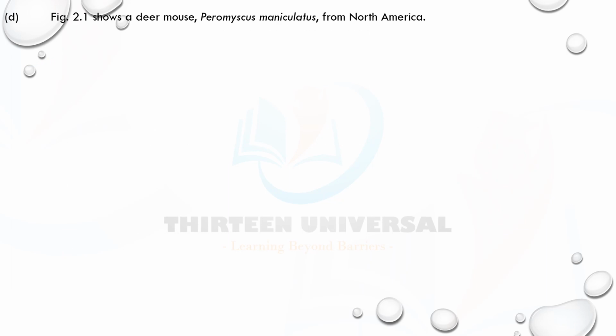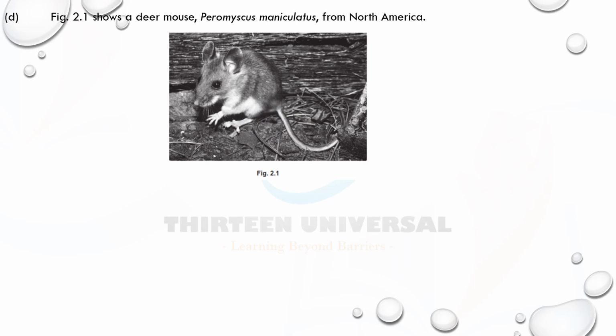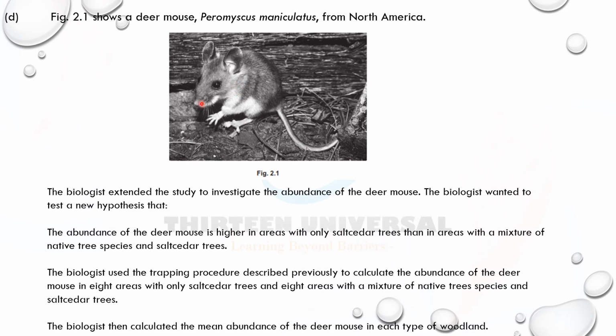Fig 2.1 shows a deer mouse from North America. See this? You like this mouse, right? It's cute, but then it can be nasty sometimes. If it's in the house, running around the house can be nasty, right? It looks cute in the wild. So look at it. The biologists extended the study to investigate.